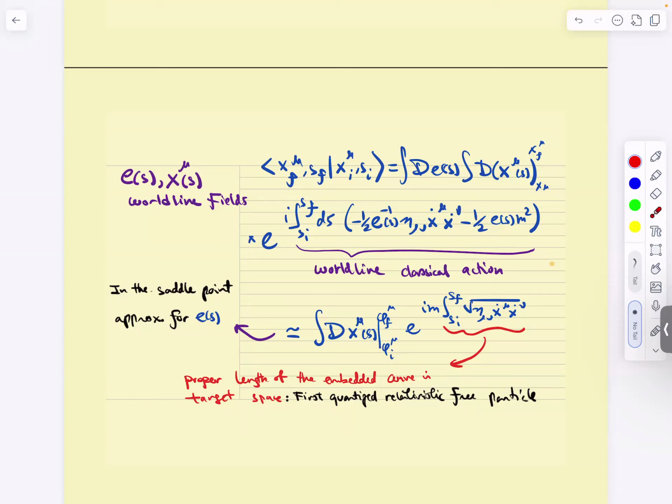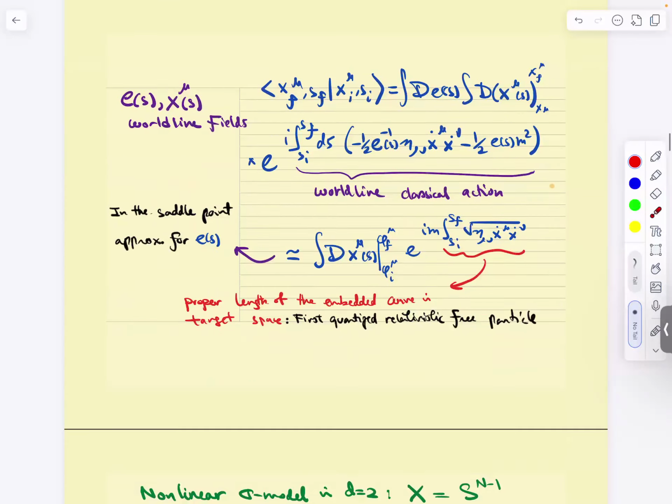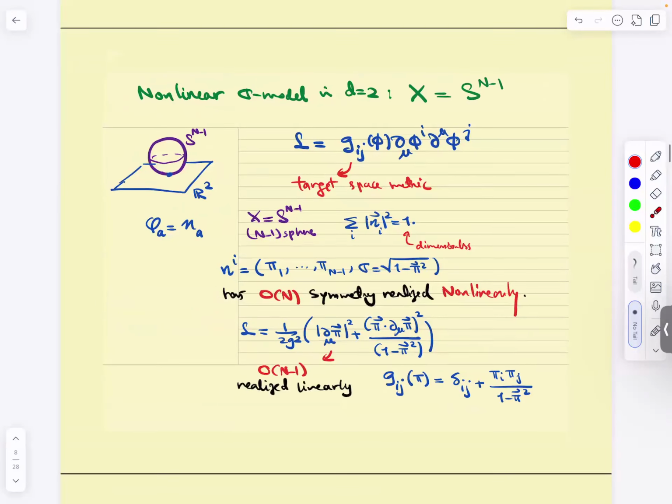So if you recall QFT1, very beginning, I talked about how quantum mechanics could be viewed as 0 plus 1 dimensional quantum field theory at the cost of changing pictures, right? You interpret your target space as your space. This is the relativistic version of that. All right. Then we talked about a nonlinear sigma model in D equal 2.